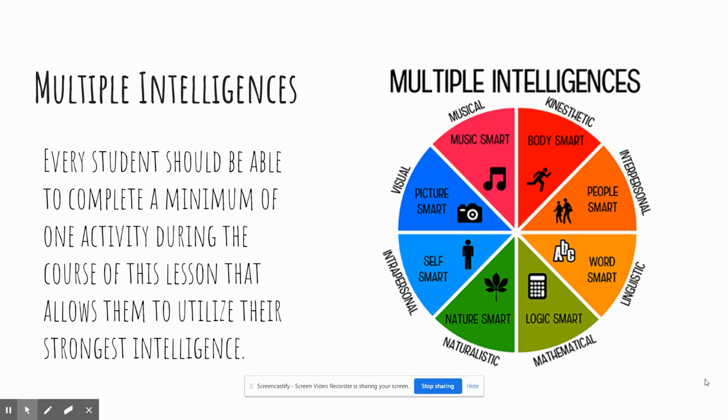And naturalistic learners will get to learn about landforms and bodies of water which occur naturally in nature.